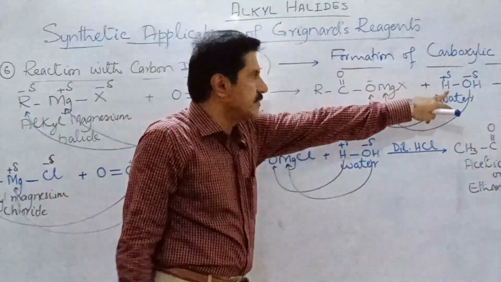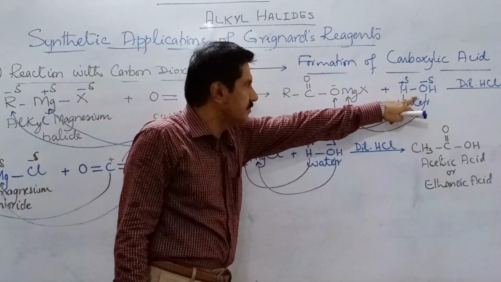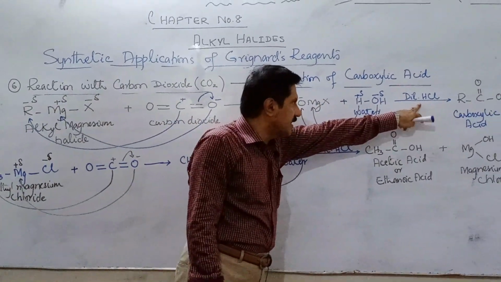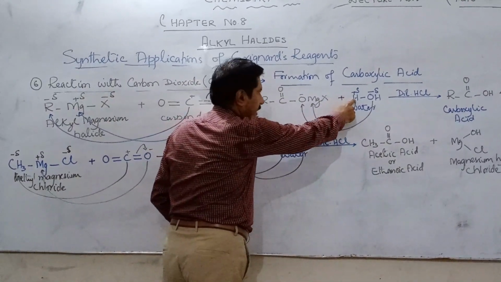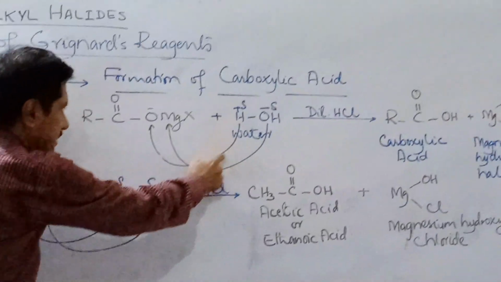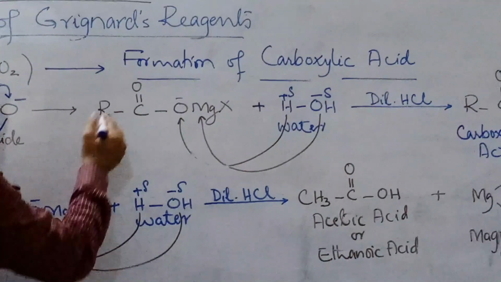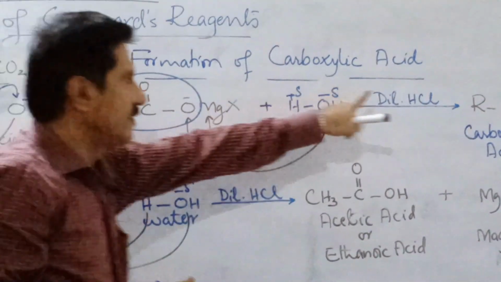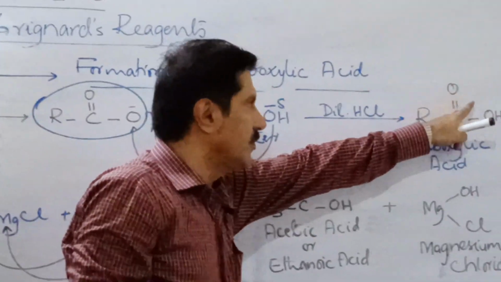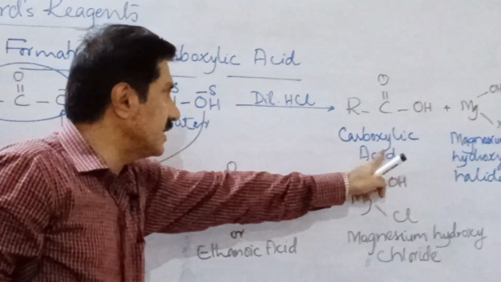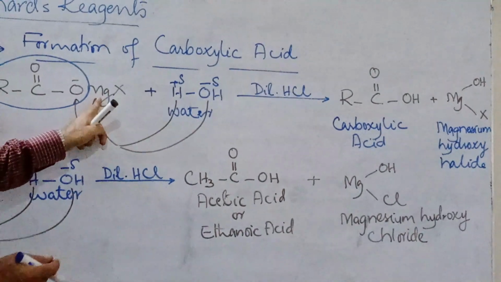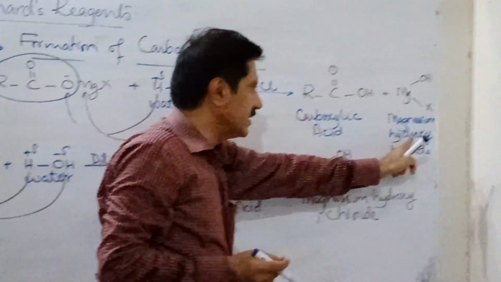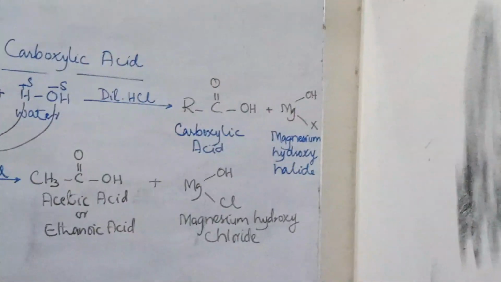Further, this intermediate product will be reacted with water in the presence of dilute hydrochloric acid. This hydrogen atom, partially positive hydrogen atom, will take this part of the molecule with it, as a result of which we will get R-C double bond O-H, the carboxylic acid, while the OH group will be added to MgX, making it MgOHX, magnesium hydroxy halide.